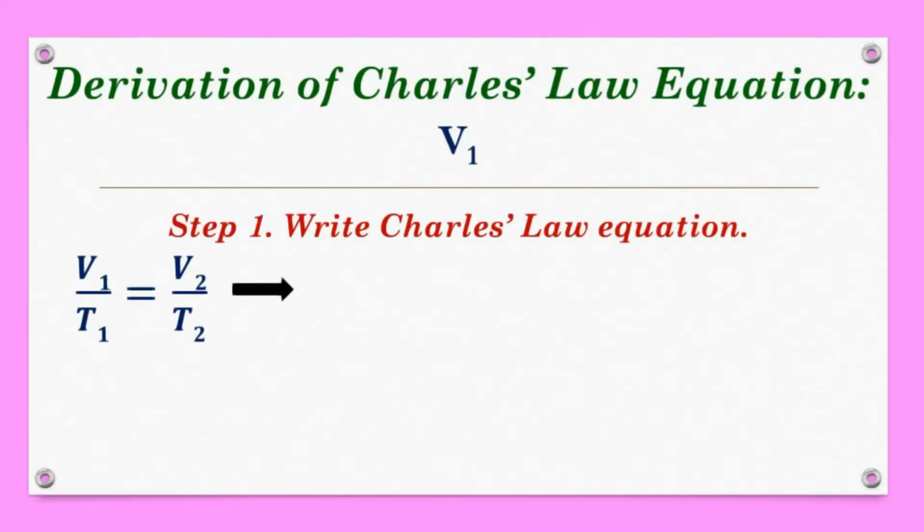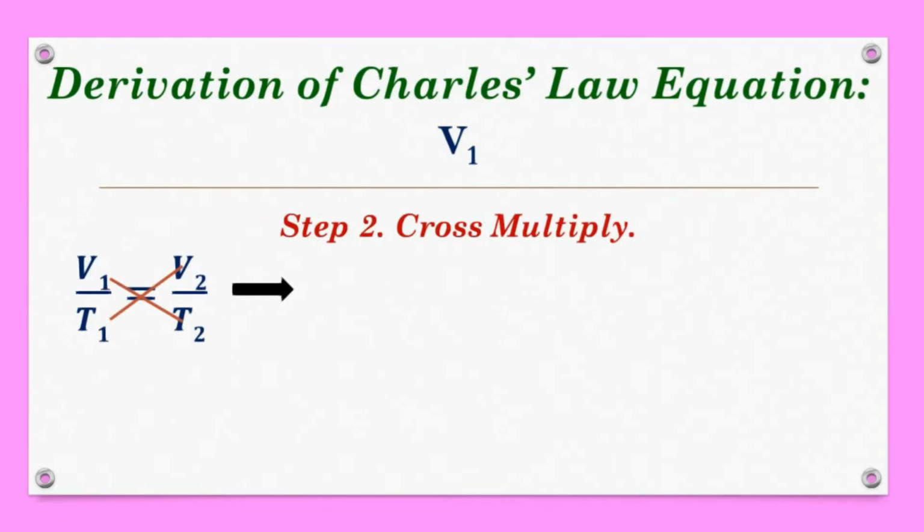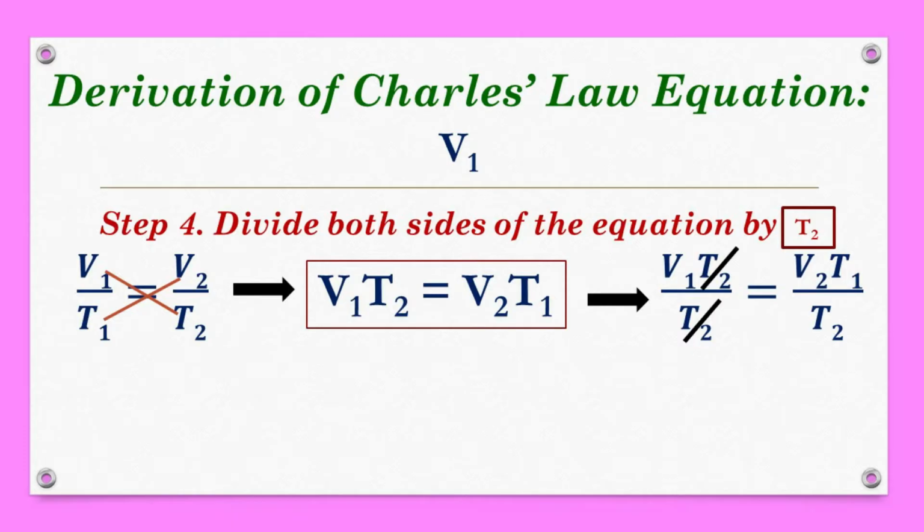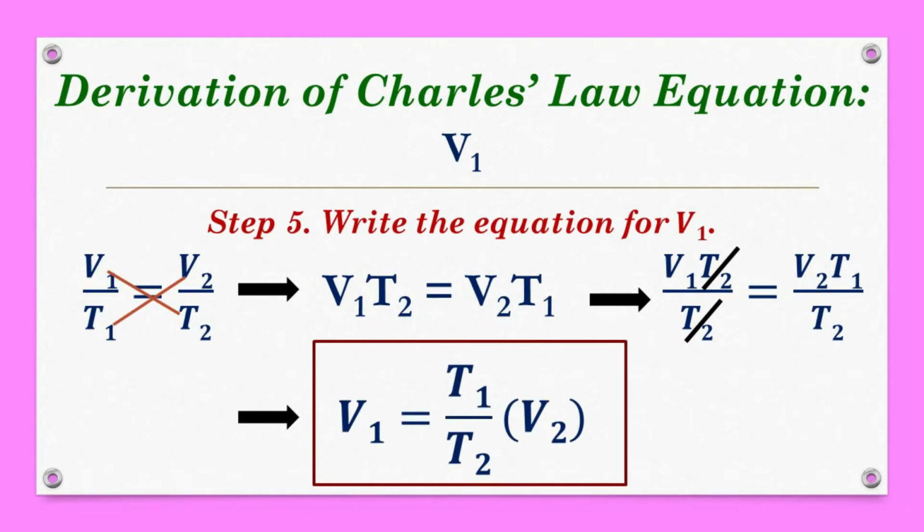Let us start with the value of V1. For the first step, write Charles' law equation: V1 over T1 is equal to V2 over T2. Next, we will cross multiply. So, the equation becomes V1 times T2 is equal to V2 times T1. For step number 4, divide both sides of the equation by T2 to cancel it out. So, we were able to derive the equation for V1. V1 is equal to T1 over T2 times V2.